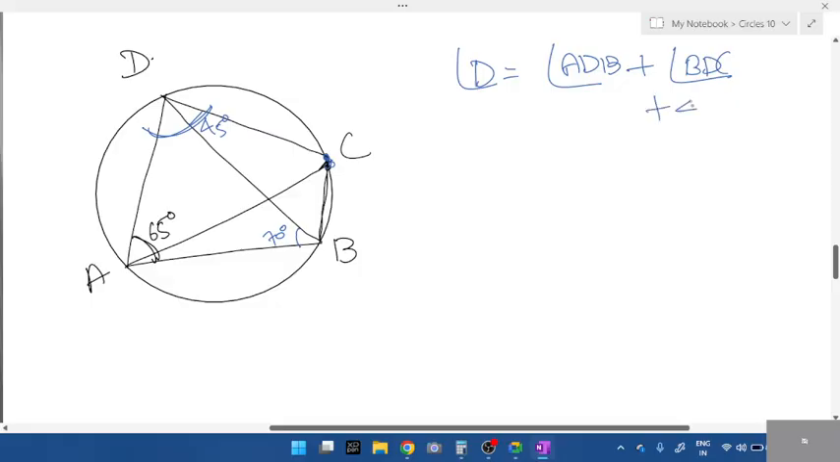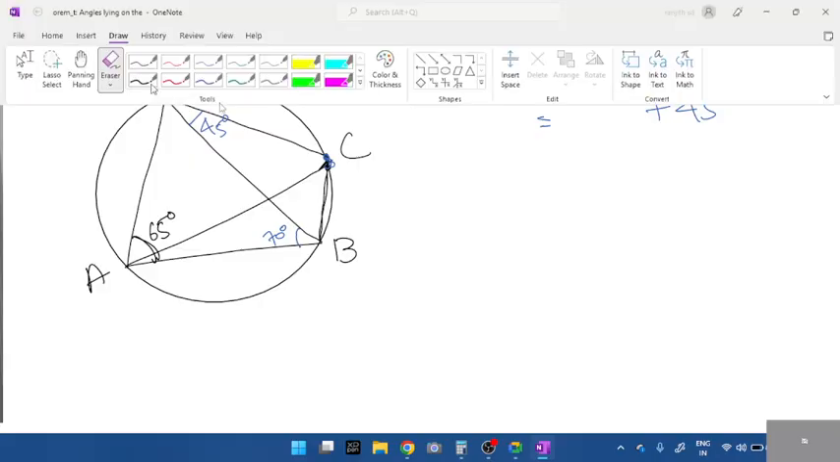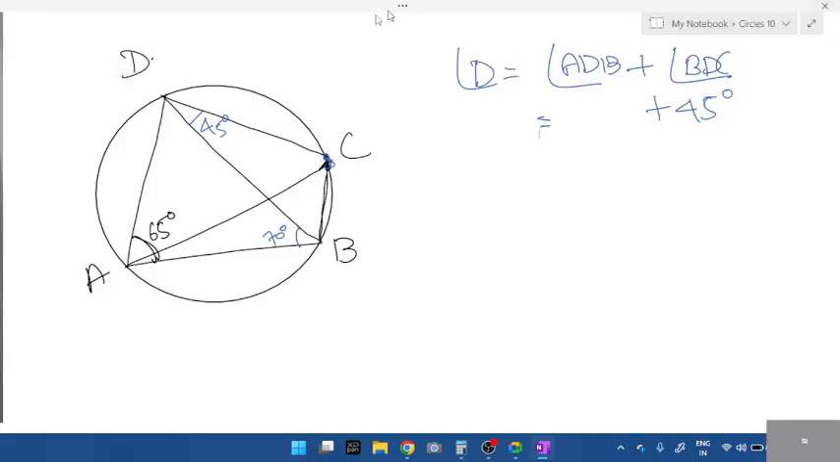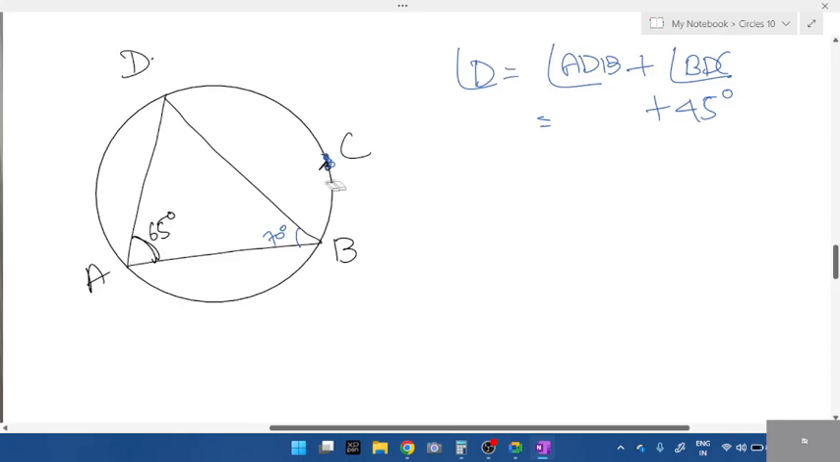How much is BDC? 45. So we need to find angle ADB, right? Where is ADB? If I erase all this, you'll understand. Can you see this triangle? So use sum of interior angles, find ADB, check whether it is 45, students. Yes, you get 45.